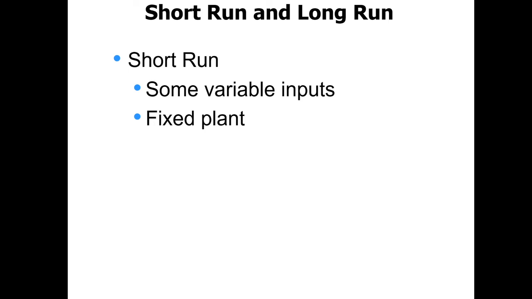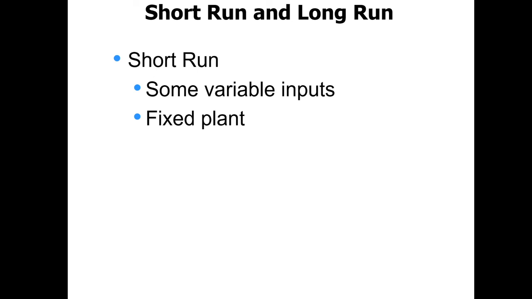So if I'm going to open up my pizza place, if I sell zero slices of pizza, I don't have any variable costs. I don't pay for the workers. I don't pay for the sauce. I don't pay for the cheese. I do, however, pay for the fixed plant. I have to pay the rent to the landlord. Okay, so short run says one of your inputs is fixed.